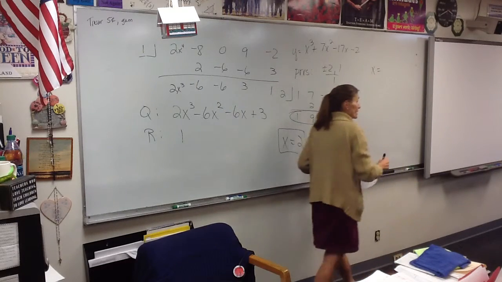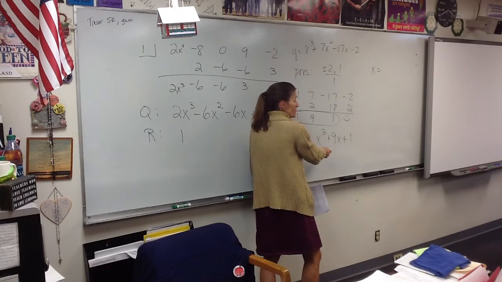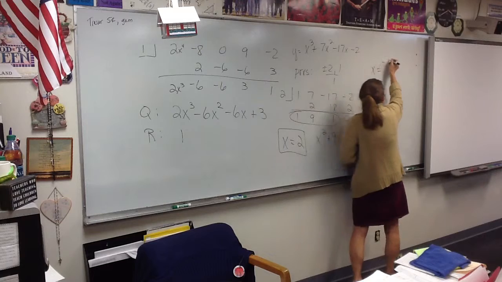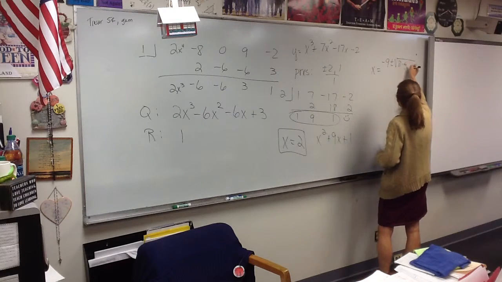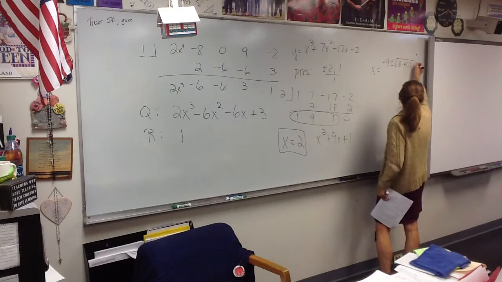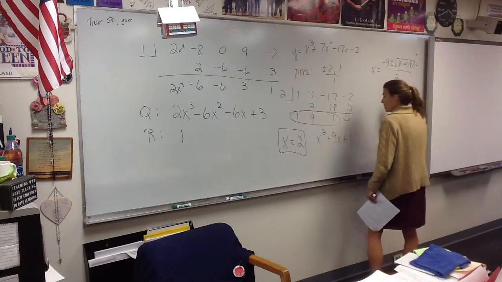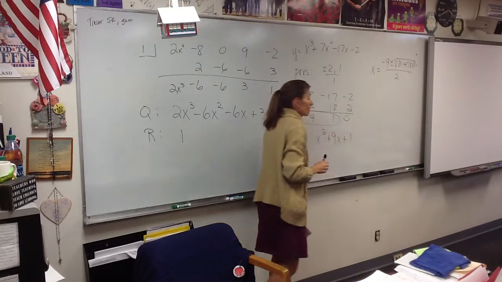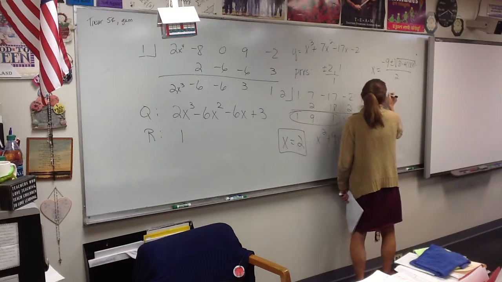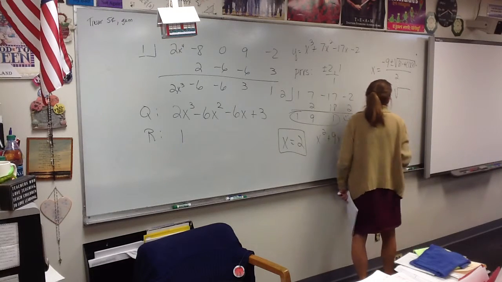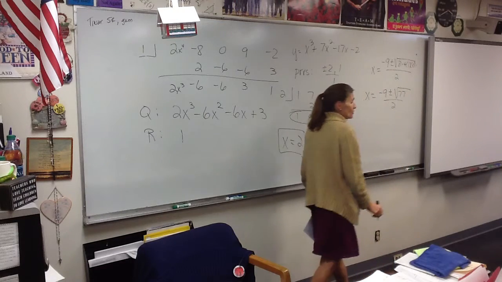Good job. X equals negative b plus or minus the square root of b squared minus 4ac all over 2a. So I get negative 9 plus or minus the square root of 77 divided by 2.